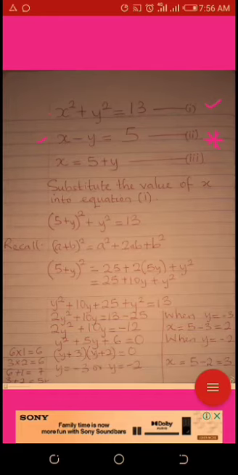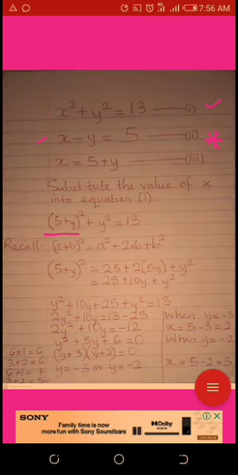You get it? So when you substitute into equation 1, that is where you now expand it. You see here I have my x now as 5 plus y, raised to the power of 2. So for the expansion of this, you can use the shortest method. You know that when we have (a plus b) whole squared, you are going to have a squared plus 2ab plus b squared.